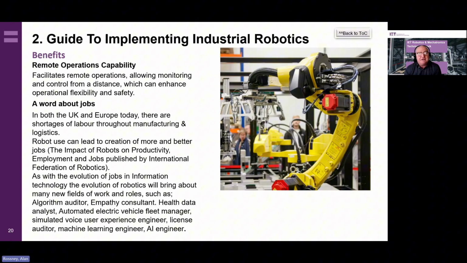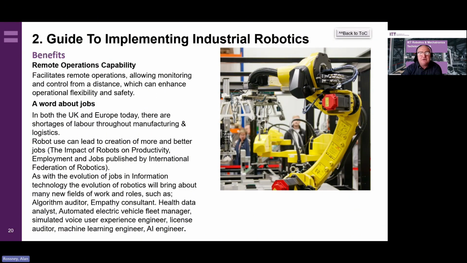So robotics also facilitates remote operations by allowing monitoring and control from a distance, which can enhance operational flexibility and safety. So in other words, operators don't need to go near something that's dark or dangerous.